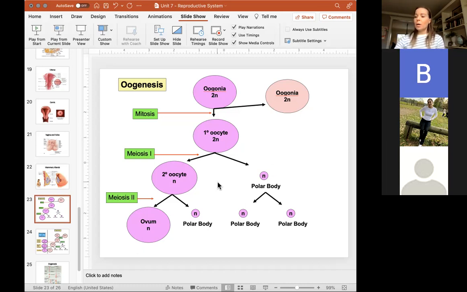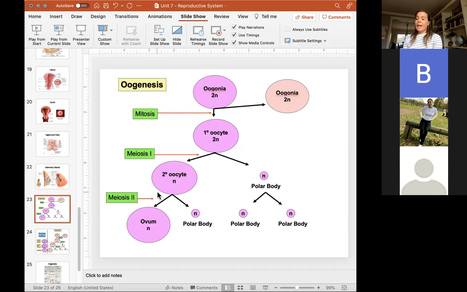So one more thing to talk about is ovulation, which is the next thing that would happen. We're right here. We just talked about how meiosis 1 completes. You have a secondary oocyte and a polar body. The secondary oocyte will start to go through meiosis 2, but it pauses. And it pauses until ovulation.